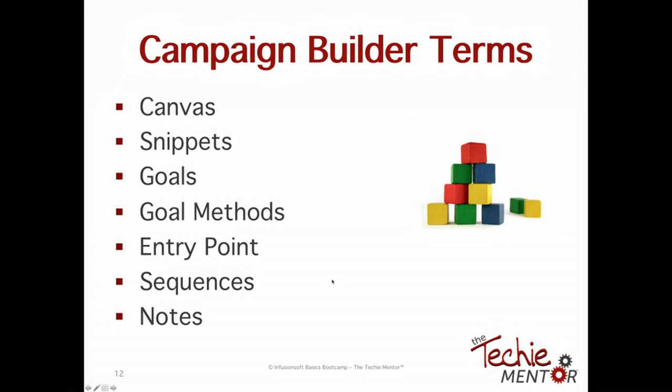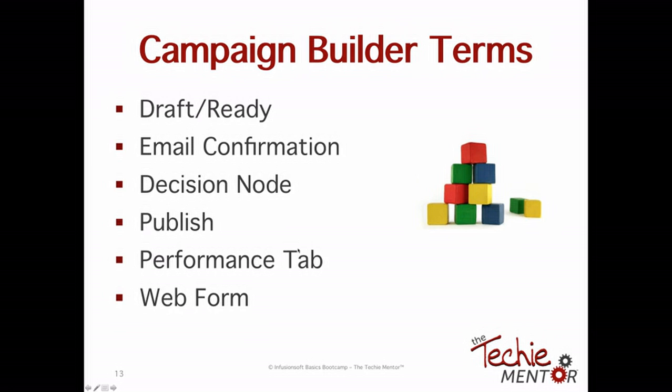So just some of the terms, and I'm going to actually remove entry point because I don't use that anymore. The canvas is where you actually build your campaign. The snippets are the little things that you drag and drop onto the canvas. We talked about goals, your goal methods, the sequences and the notes. Entry point, they took away, so we don't worry about that anymore.